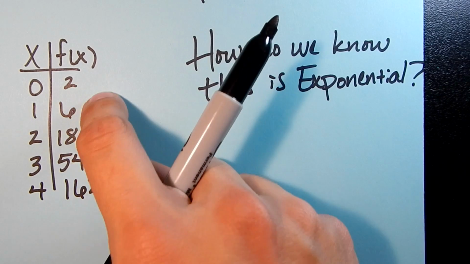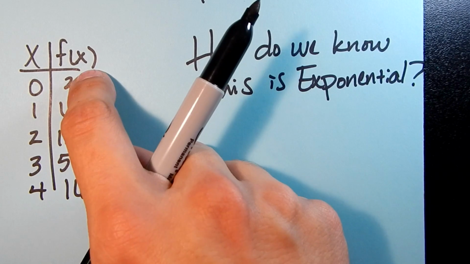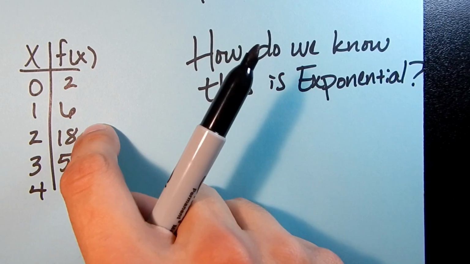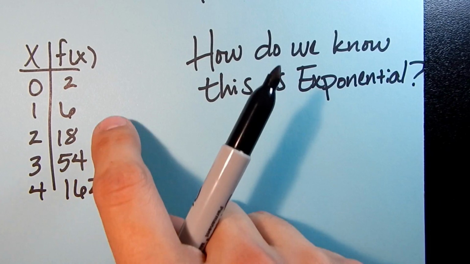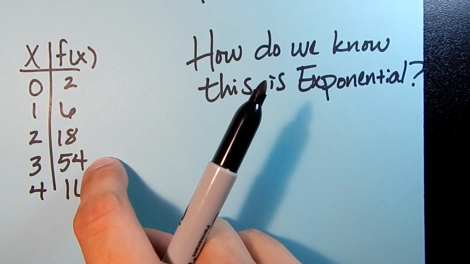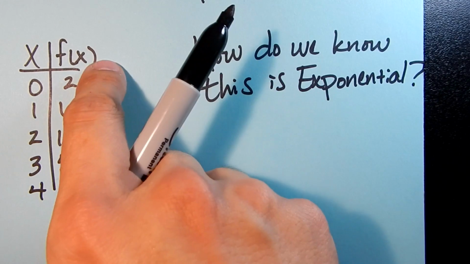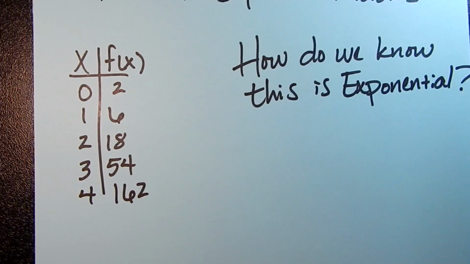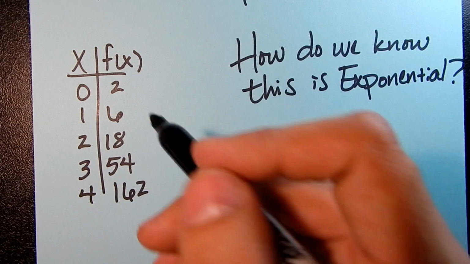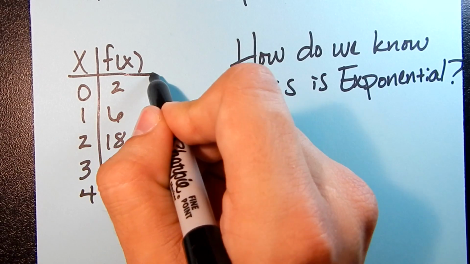So from 2 to 6, that is an increase of 4. Here is an increase of 12. Here is an increase of some other number. So we're not looking at a linear relationship because our differences are not constant. So with a relationship like this, we have to sort of look for a different relationship.